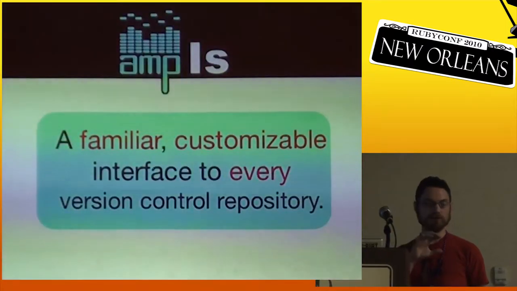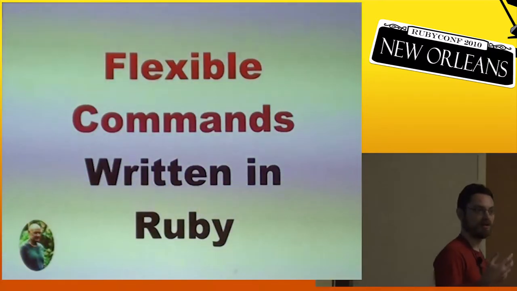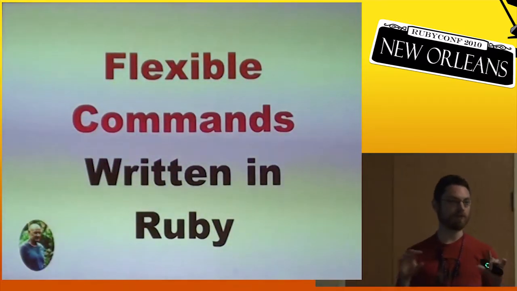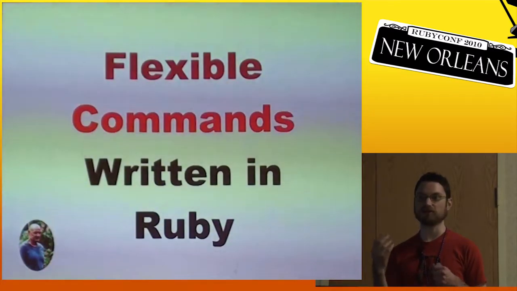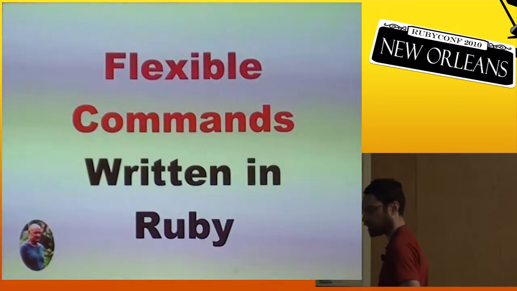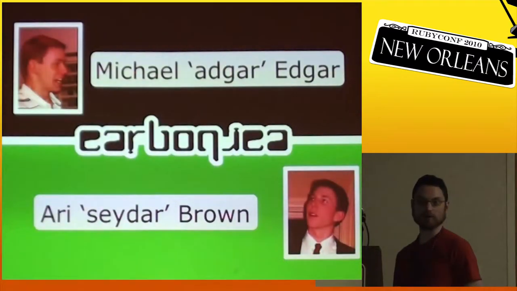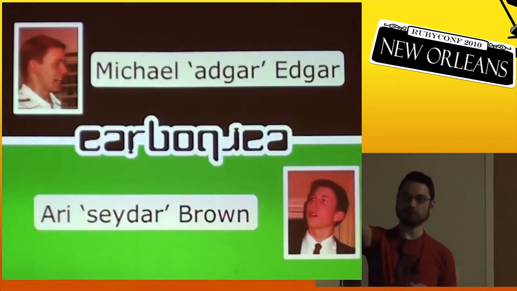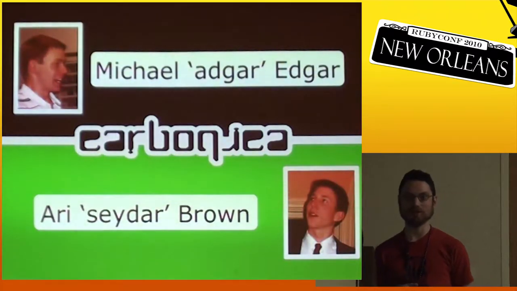It also wants to be familiar and customizable. So it has a flexible command system with commands that are written in Ruby, so you have the complete power of a general purpose language available to write custom commands and extensions. AMP was written by Michael Edgar and Ari Brown operating under Kabarnica, and Michael actually rearranged his schedule to come down here to RubyConf today, so I'm certainly glad to be meeting up with him.